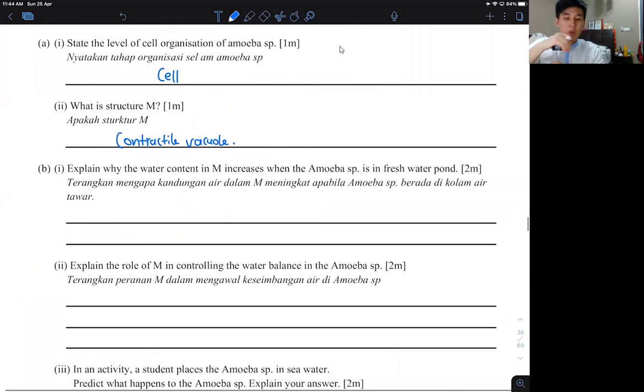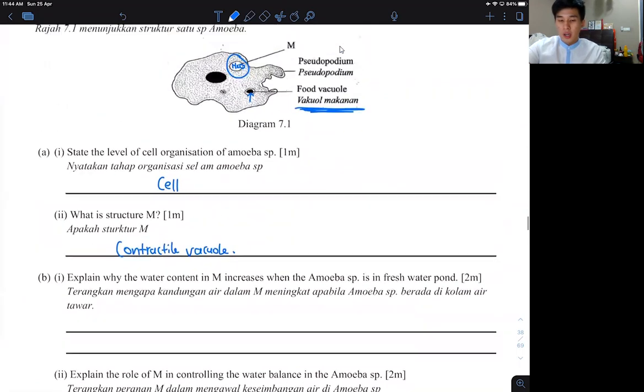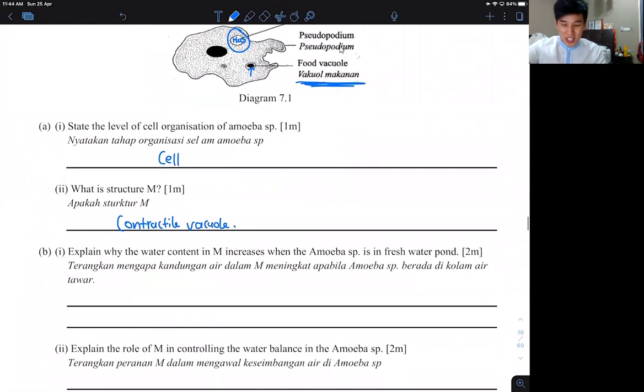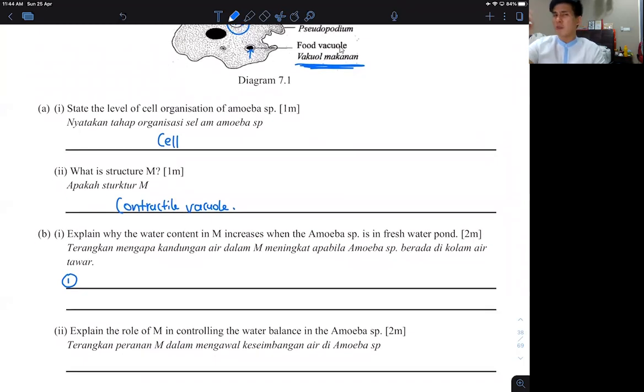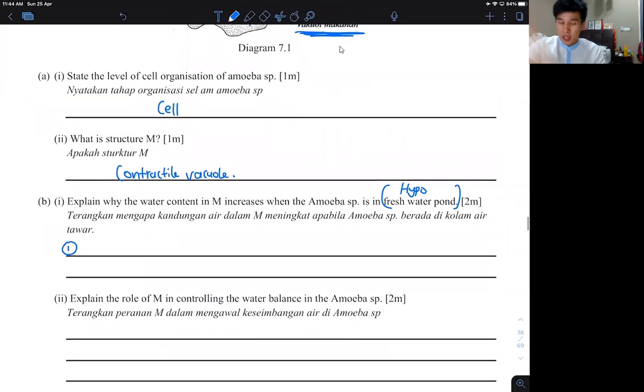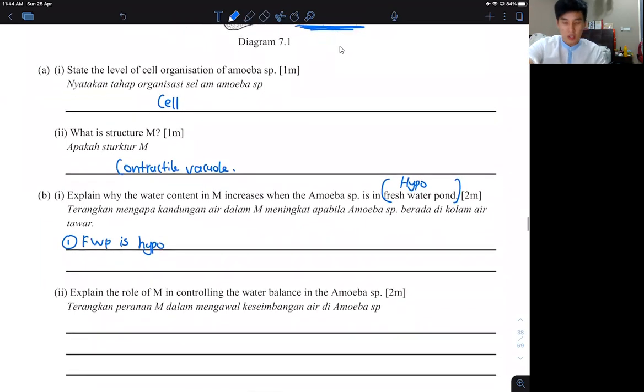Then B1, explain why water content in M increases when the amoeba sp. is in a fresh water pond. Why does it increase when it's in a fresh water pond? So this one you have to use a little bit of chapter 3 to answer. Like I said, fresh water is hypotonic, meaning there's high water content outside. So the water will be forced into the cell. So you can start by saying the fresh water pond is hypotonic towards the amoeba.